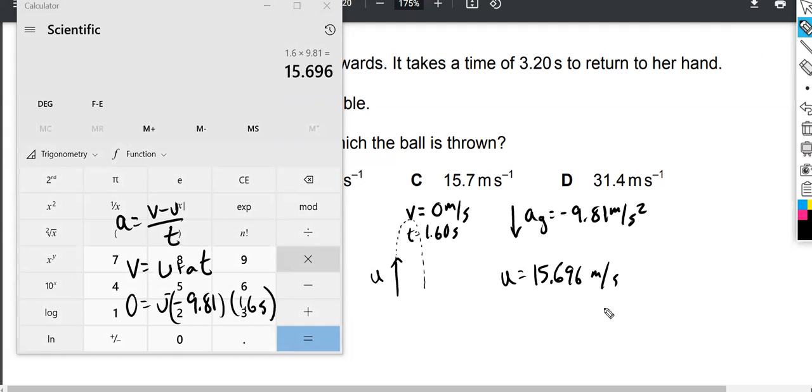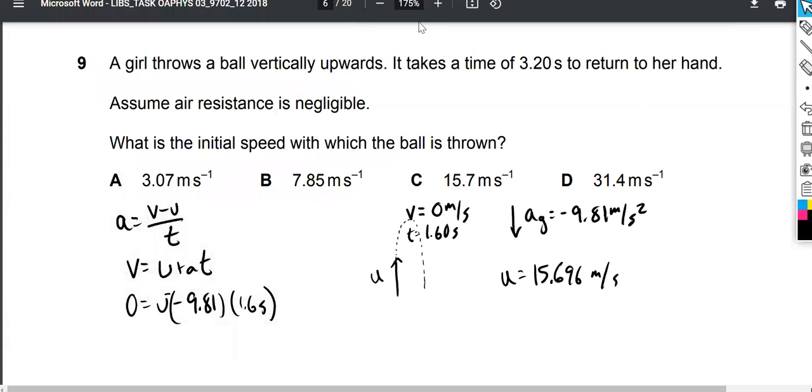Once we take a look at our answer choices there, we'd see that 15.696 isn't an answer, 15.69 isn't an answer, but 15.7 is answer C. And so C is the correct answer to that question.